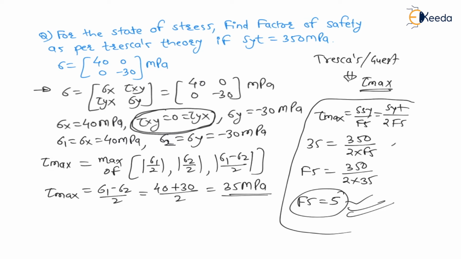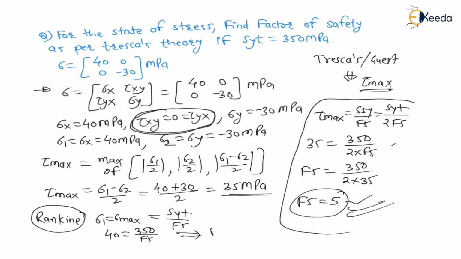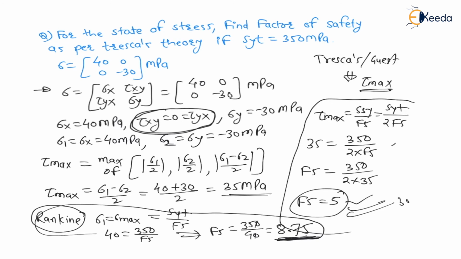Now, in the same question, if they ask you to find the factor of safety as per Rankine theory, Rankine theory means we are considering sigma 1, which is nothing but sigma max, for the calculation, and this is equal to SYT divided by factor of safety. Here sigma max is 40, therefore 40 is equal to SYT, which is 350, divided by factor of safety. Therefore, factor of safety is equal to 350 divided by 40. Solving this, you will find the answer as 8.75. This 8.75 will be the factor of safety as per Rankine theory, and 5 will be the factor of safety as per Tresca's theory.